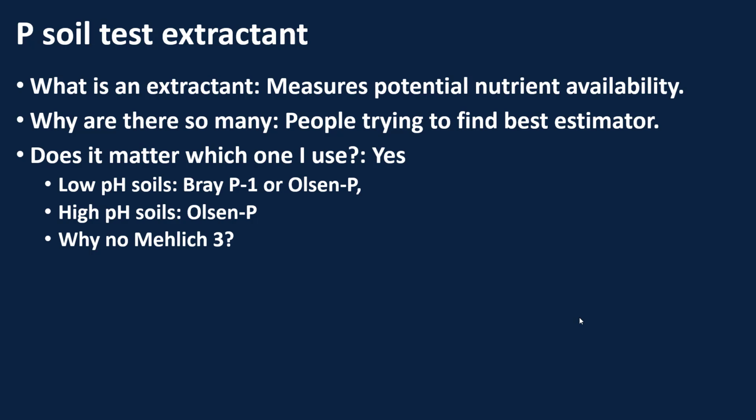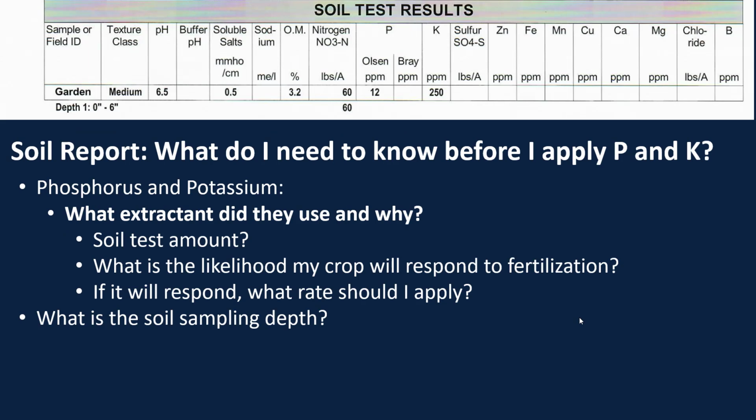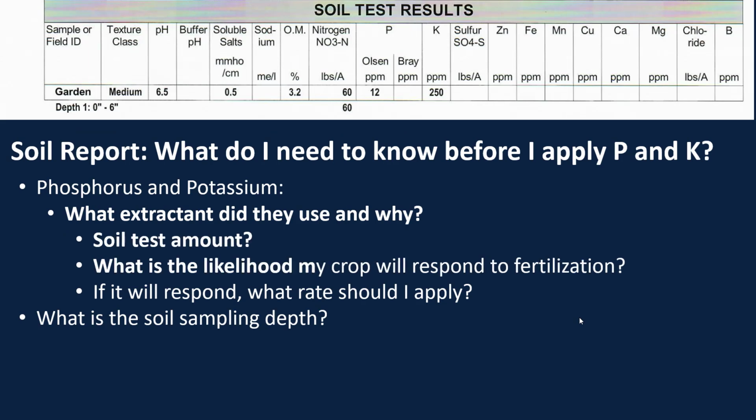So for now, it's really important for farmers to understand what test their lab is running, so then they can correlate that to their recommendations and make sure they're getting the best recommendations, which is really important. So that's the first part of what extractant they use and why. So the next part is we want to know what soil test amount do we have and how likely we are to see a crop respond to fertilization.